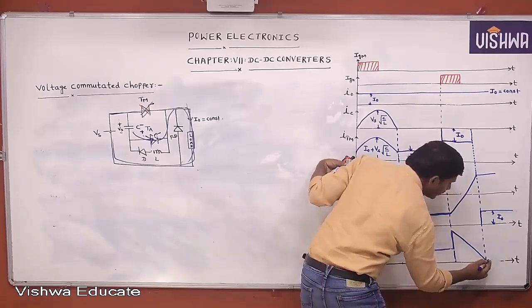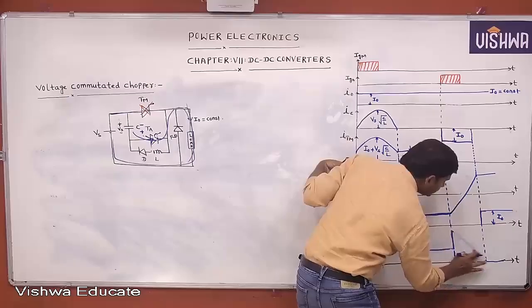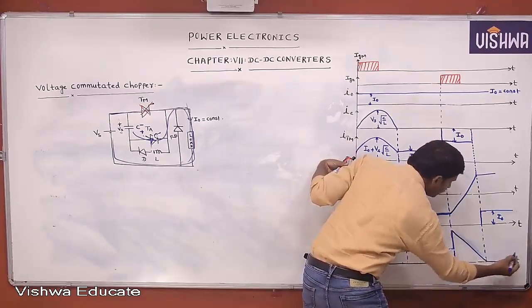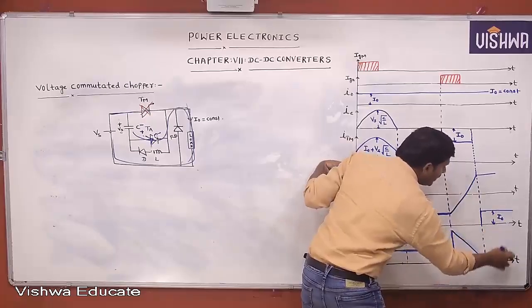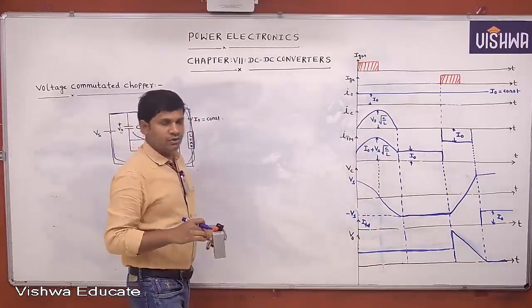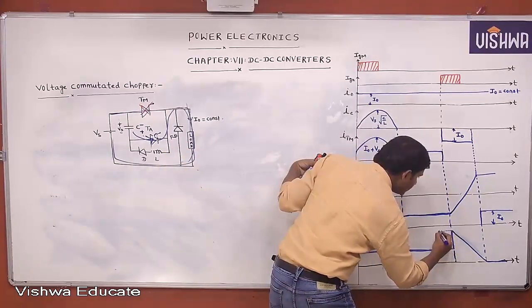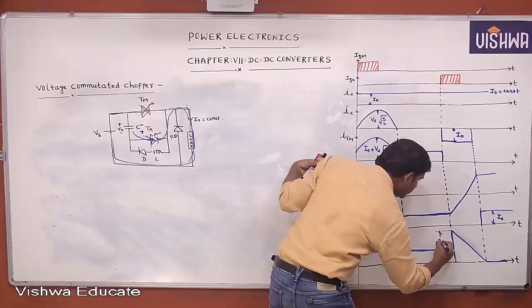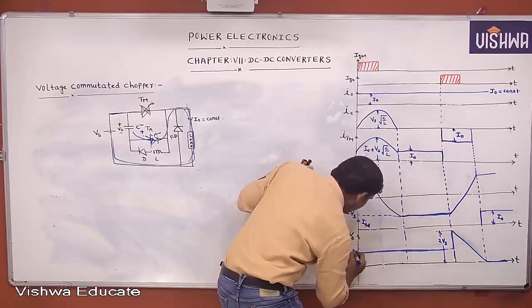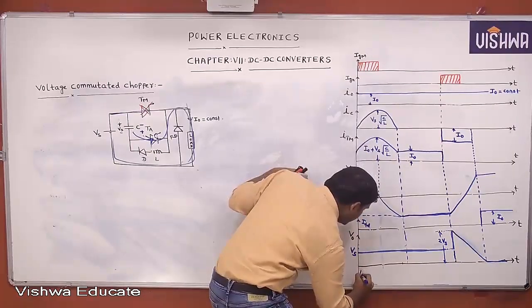whenever the freewheeling diode is conducting. When the freewheeling diode is conducting, it falls to 0. Initially it is 2 Vs, slowly it is reducing and it falls to 0. Here the freewheeling diode is conducting. When the freewheeling diode is conducting, what is the voltage across the load? 0. Now what is this voltage? This voltage is 2 Vs. This is 2 Vs, but this is how much? Vs.